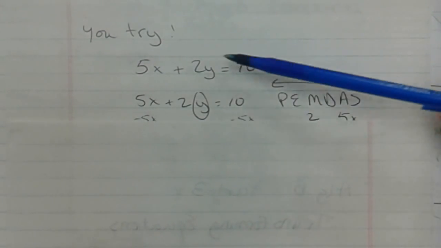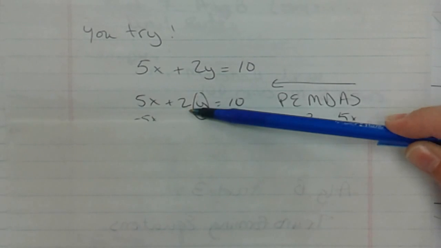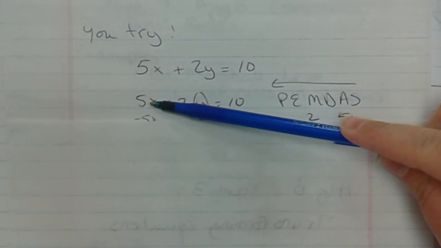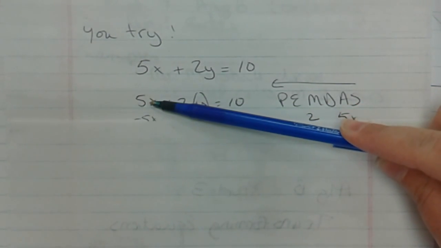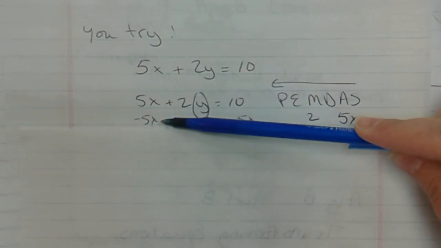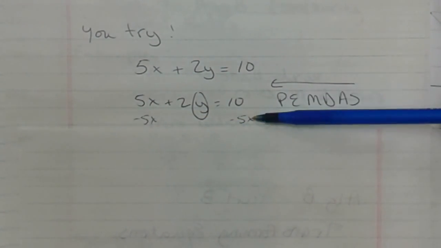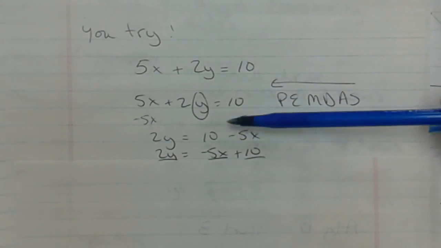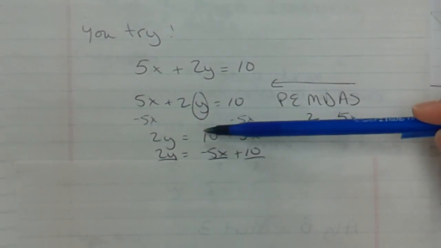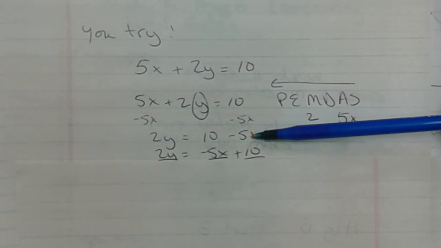Well, I'm multiplying by 2. I'm also adding a positive 5x. So in order to get rid of that 5x, I had to subtract, and I hope you guys realize that. Subtract 5x from both sides. And again, y equals 10 minus 5x is correct.